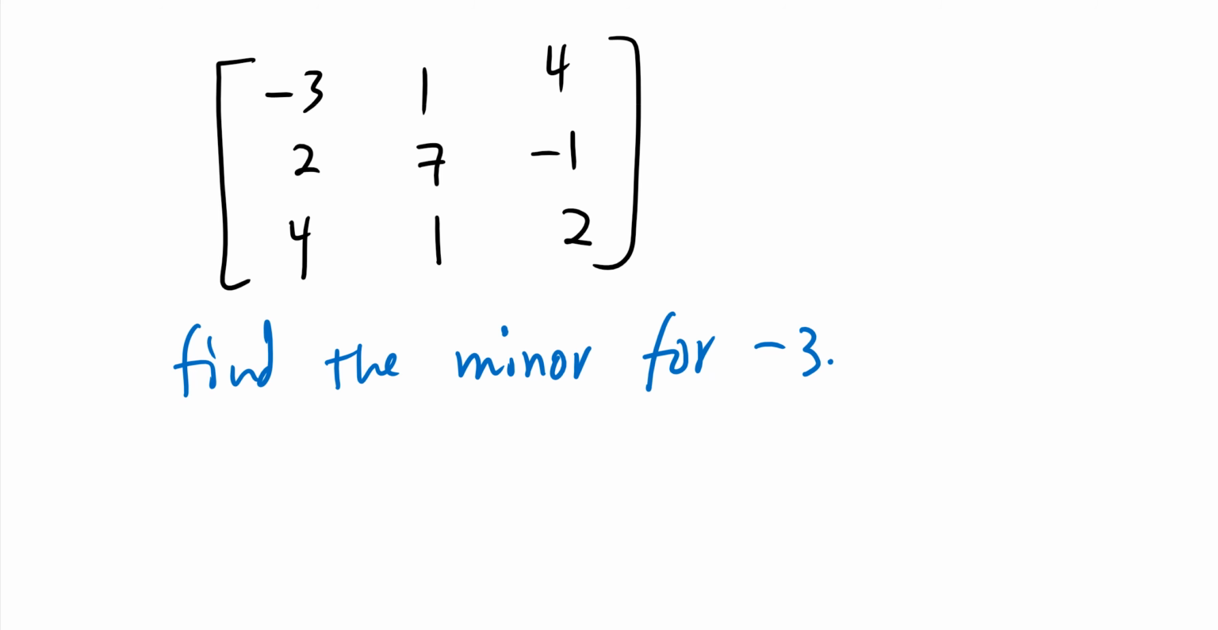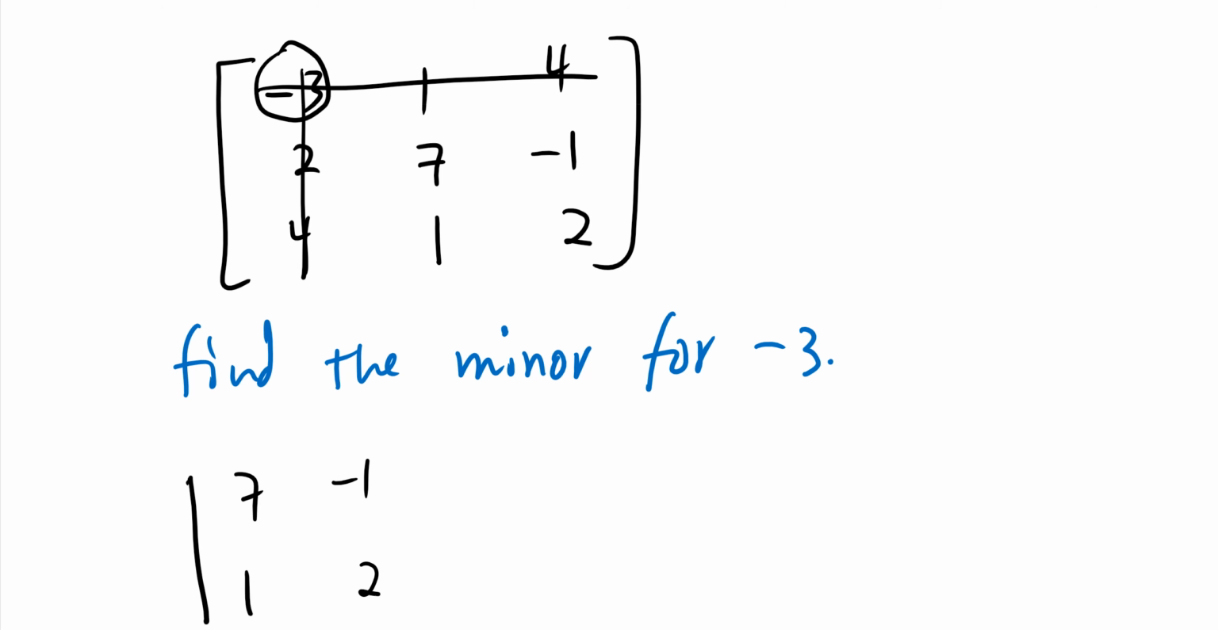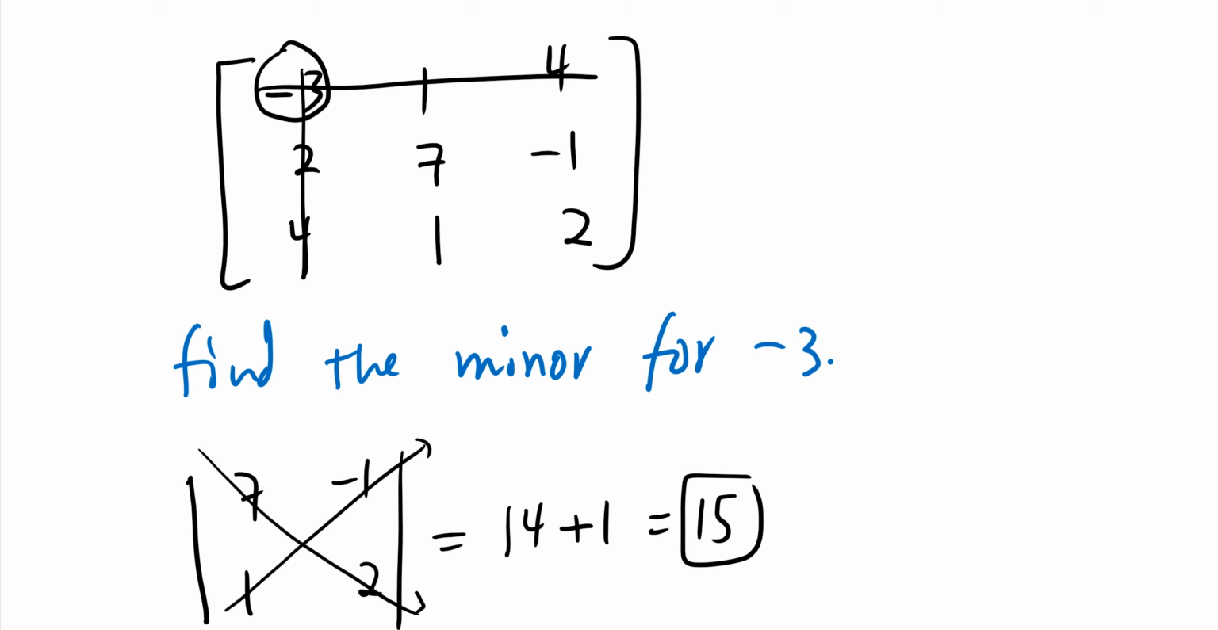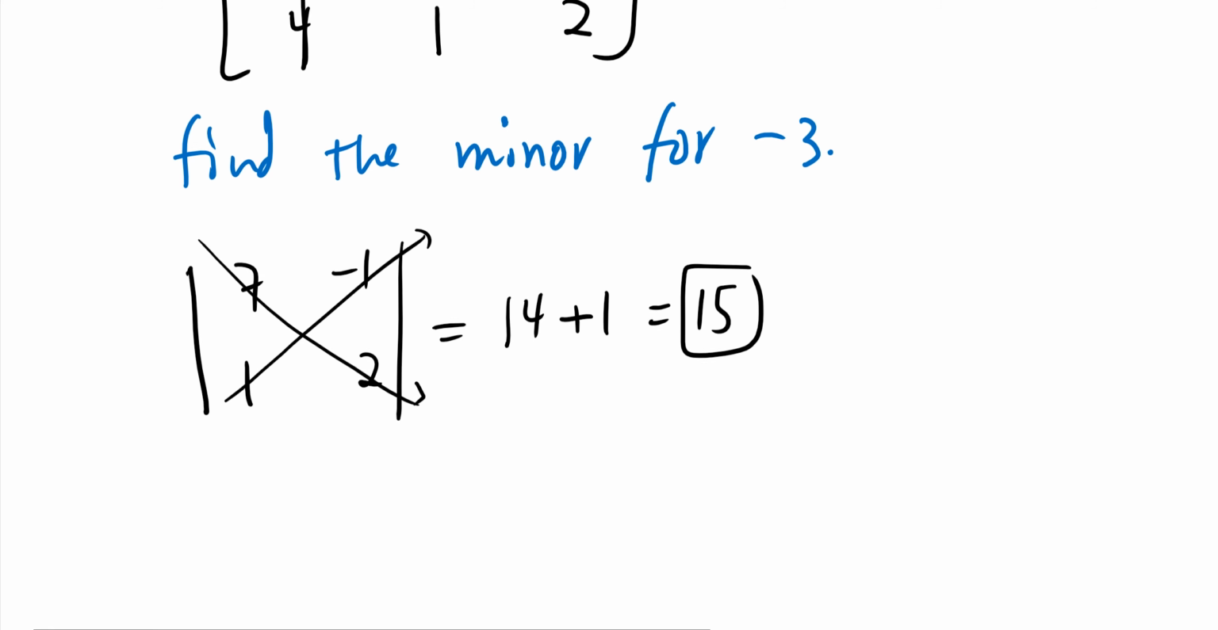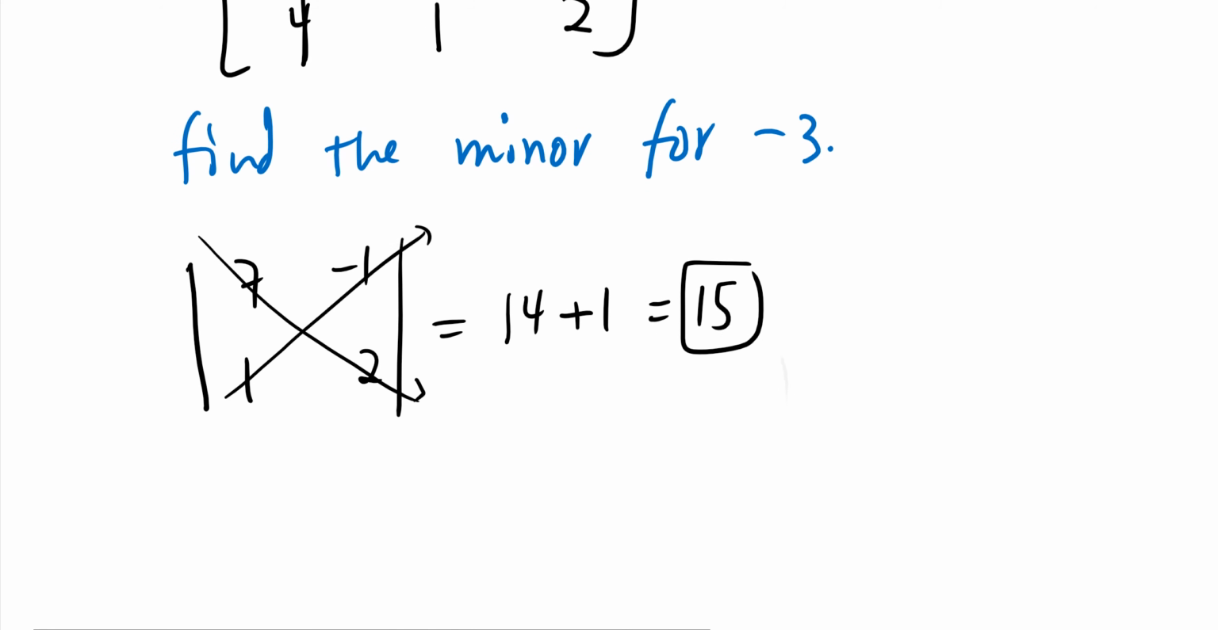How do we find that? The number that we have to find the minor for has to be an element of the matrix itself. So -3 is this one. What we do here is we cover the row and the column where that -3 is located. Then the minor is going to be the determinant of whatever is left. If you multiply this out, that's 14. You multiply that out, it's -1, so 15. So this means 15 is the minor of -3. We can look at another one. Let's say find the minor of -1.